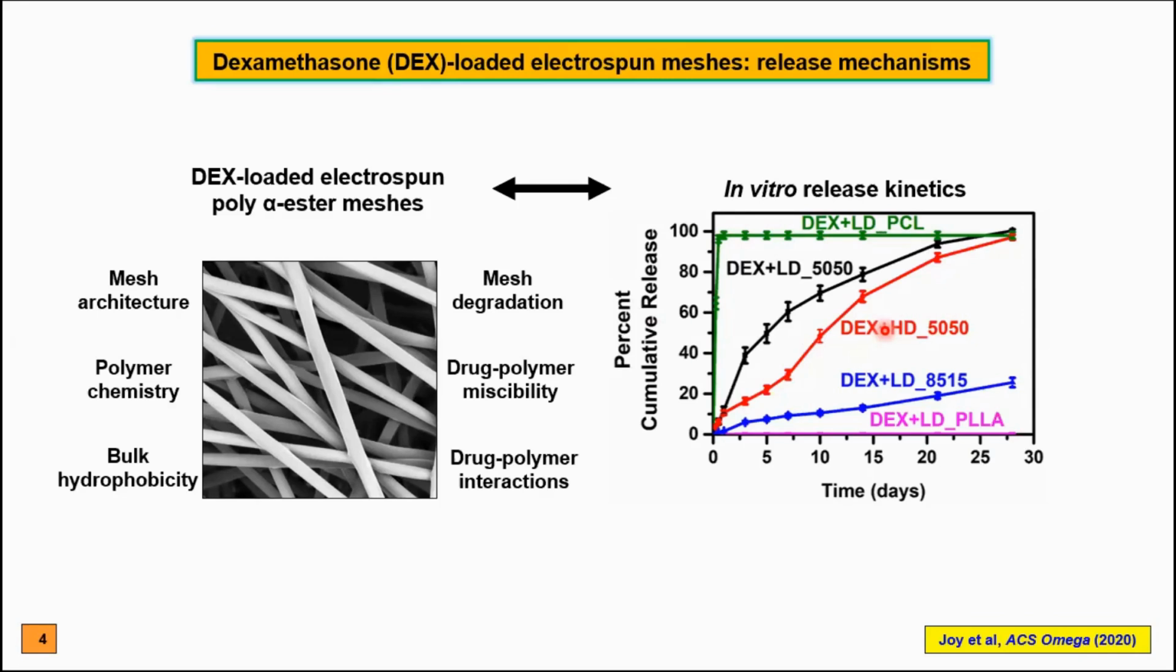So here in this work, what we did was first try to come up with a framework for understanding how matrix properties such as mesh architecture, polymer chemistry, mesh degradation, drug-polymer interactions, etc., lead to differential release kinetics. So we took four different poly alpha esters, which are biodegradable and clinically approved for such applications. And then we put dexamethasone into all of these fibrous meshes.